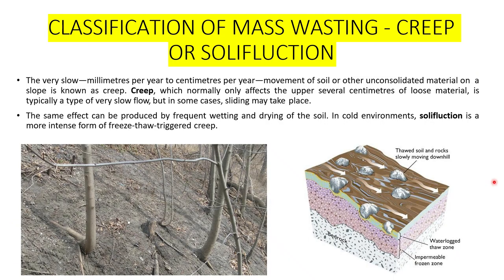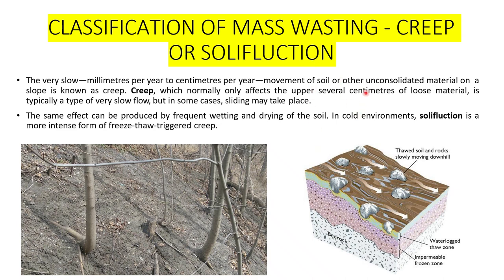Creep is a very slow process, typically moving at a rate of a millimeter to centimeter per year. So very, very slow, unlike rock avalanche and rock fall. Solifluction is a more rapid process, moving at a rate of centimeter to meter per year. So if creep is millimeter to centimeter, solifluction is higher in terms of rate, taking a centimeter to meter per year.